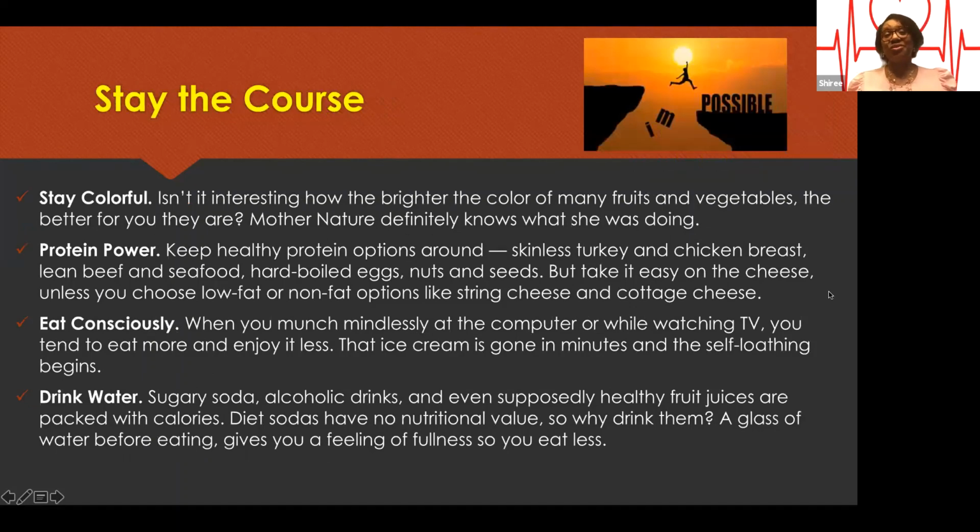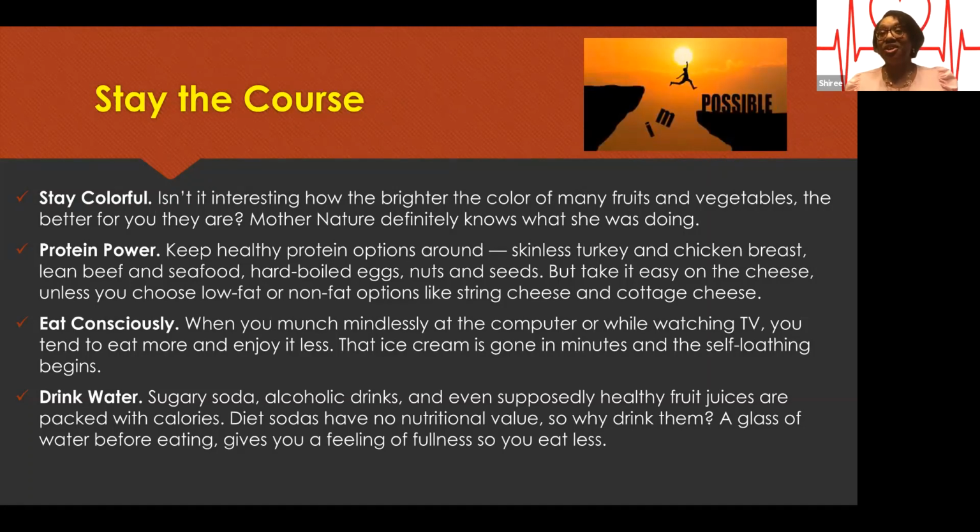And stay the course. Stay colorful. Does all your food look the same? Is all your food the same color? It shouldn't be. You should have a myriad of colors on your plate, because of the different fruits and vegetables that you're eating. Protein power. Keep healthy protein around: your skinless turkey, your hard-boiled eggs, your nuts, your seeds.